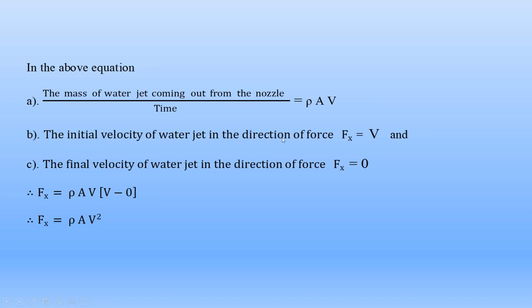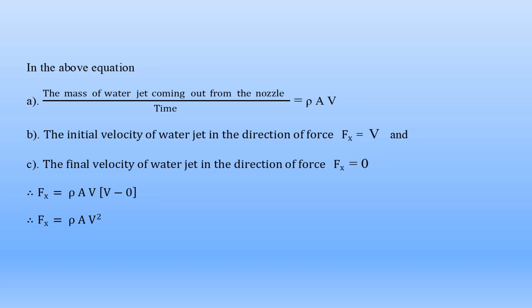The initial velocity of the water jet in the direction of force Fx is V. The final velocity in the direction of force Fx is 0, because the final velocity is vertical and force Fx is horizontal, so the component of the final velocity in the horizontal direction is 0. So on the right hand side we have rho A V into (V minus 0). Simplifying, you will get the force Fx equal to rho A V square.